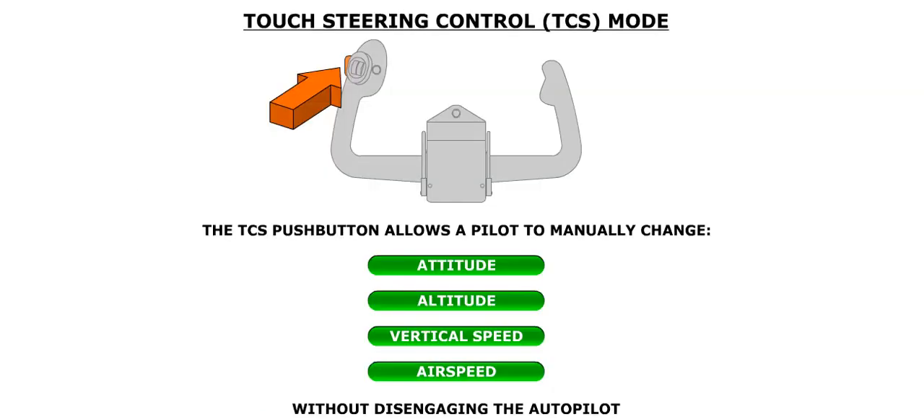The touch control steering, or TCS mode, allows the pilots to take control of the aircraft while the autopilot is engaged. In the TCS mode, the pilot can manually change the aircraft's attitude, altitude, vertical speed, and/or airspeed, without disengaging the autopilot. The TCS mode is entered while the autopilot is engaged, by pressing and holding the TCS push button on the outboard horn of either control wheel.